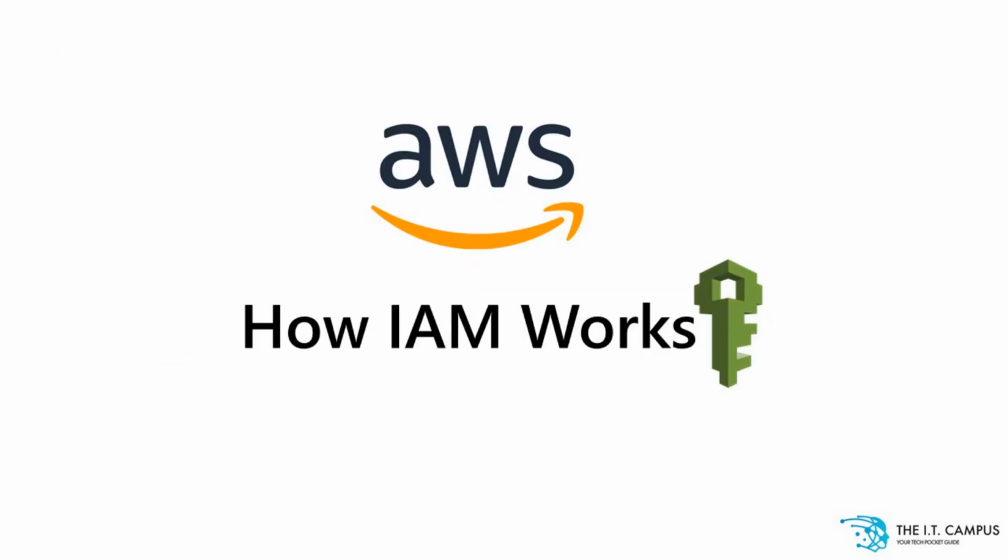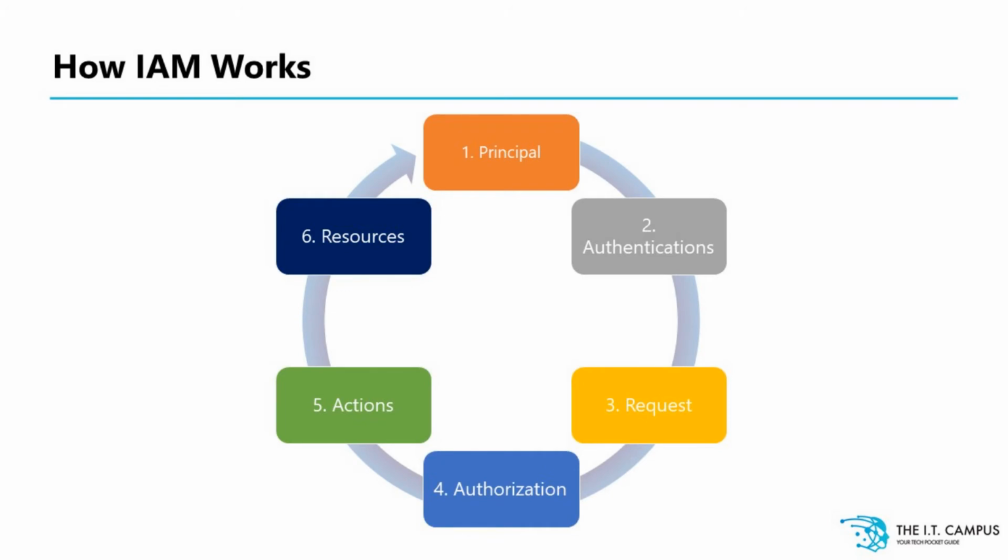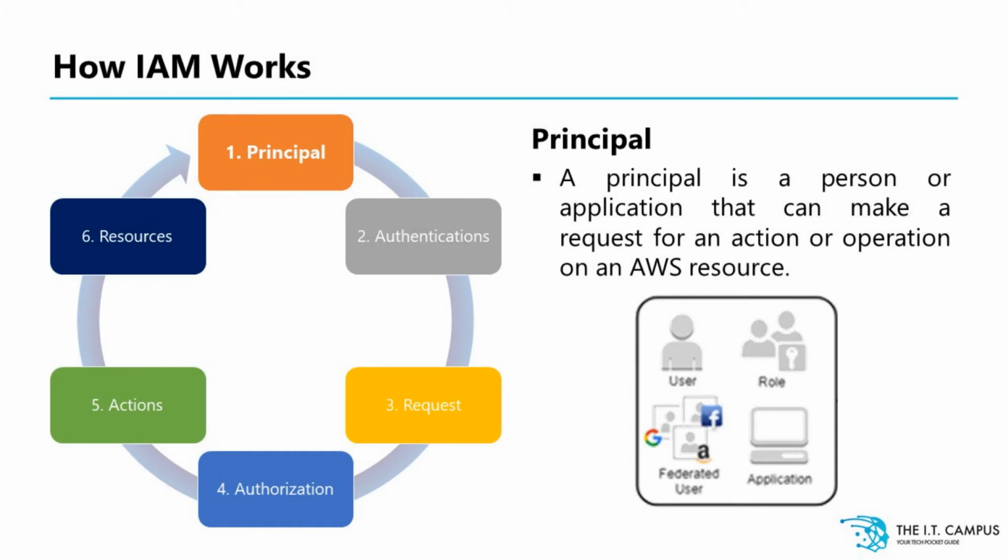Now let's talk about the building blocks or elements that make up a complete IAM. The elements are categorized into six different elements. We have the principal, authentication, request, authorization, action, and resources. Let's talk about principal. A principal is a person or application that can make a request for an action or operation on an AWS resource. A user can be a principal or a role can be a principal.